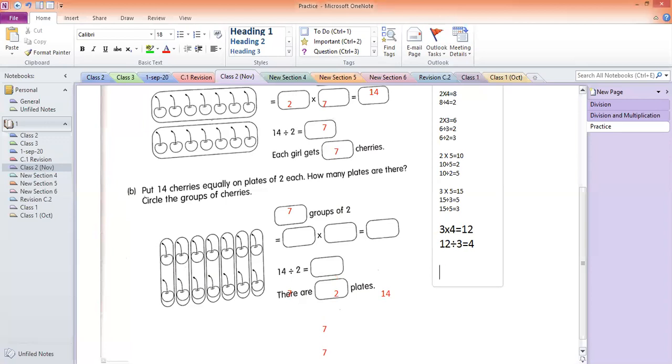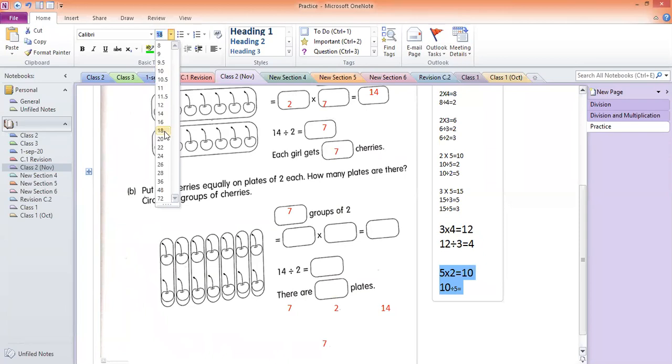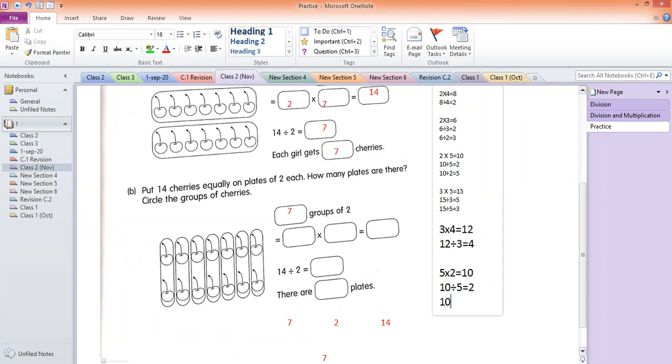Okay, guys, listen. If 5 multiplied by 2 equals 10, then 10 divided by 5 equals to what? 2. Very good, very good. And if I divide 10 by 2, then the answer is 5.